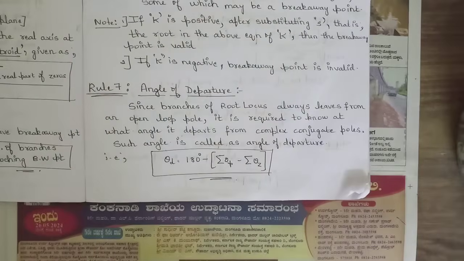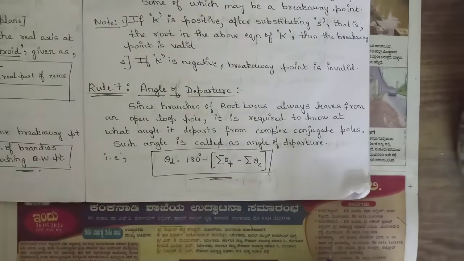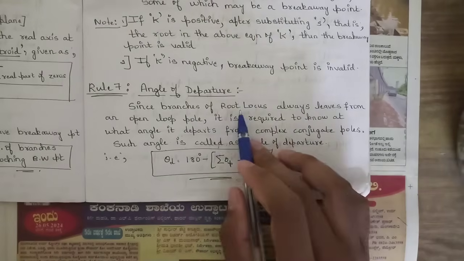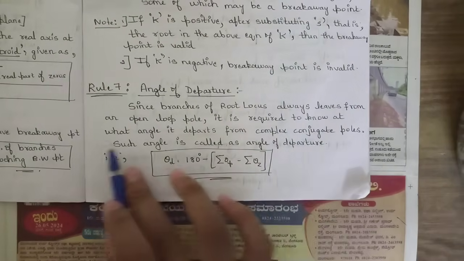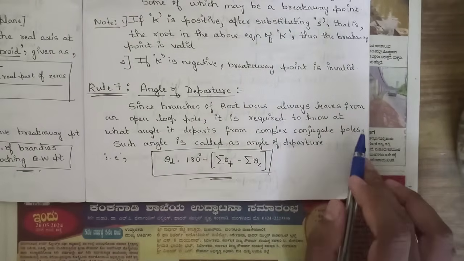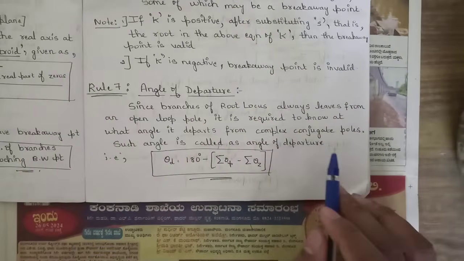Now let's take rule number 7, angle of departure. What is this angle of departure in a particular root locus plot? Since branches of the root locus always leave from an open loop pole, it is required to know at what angle it departs from complex conjugate poles. Such angles are called angles of departure.